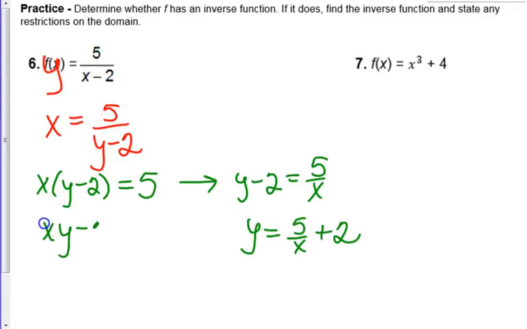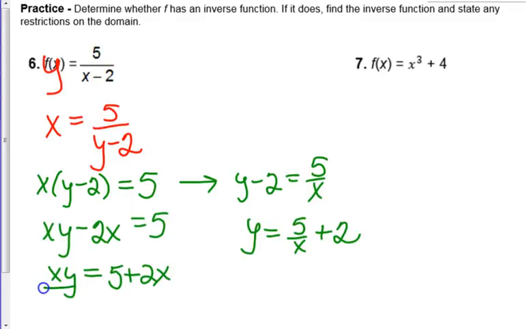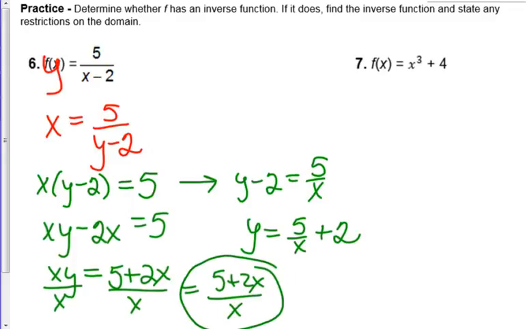This one, if I distributed, I would have gotten this. If I had added the 2x over to the other side, I would have had 5 plus 2x. And then I would have divided by x. Are those equivalent, guys? This one just has a common denominator. Otherwise, they're equivalent, okay? What is the restriction on x now? Originally, x had to be greater than 2, but on this one, x cannot equal 0.